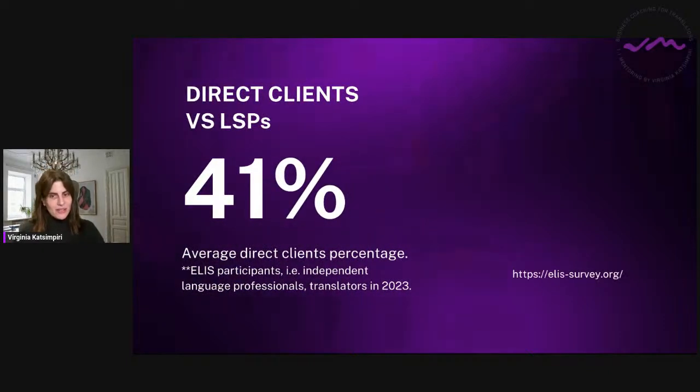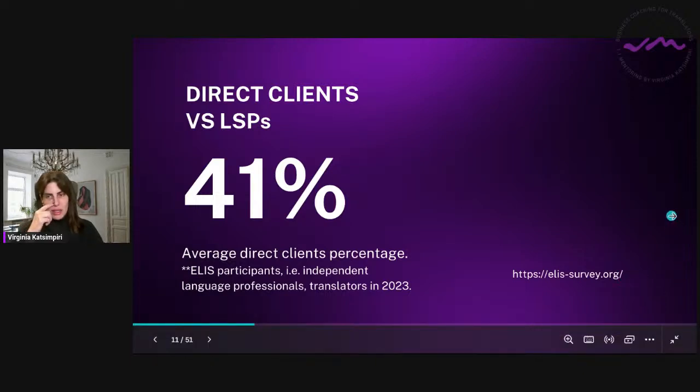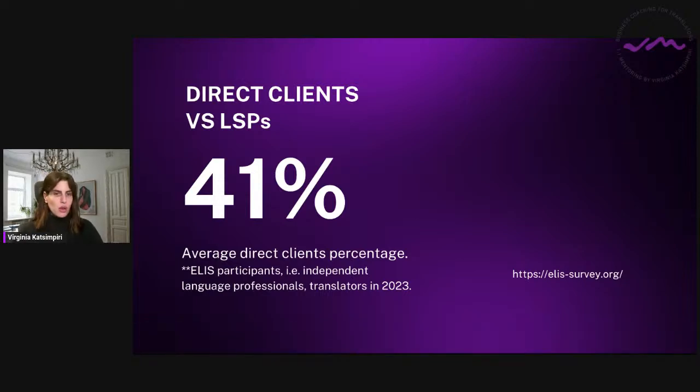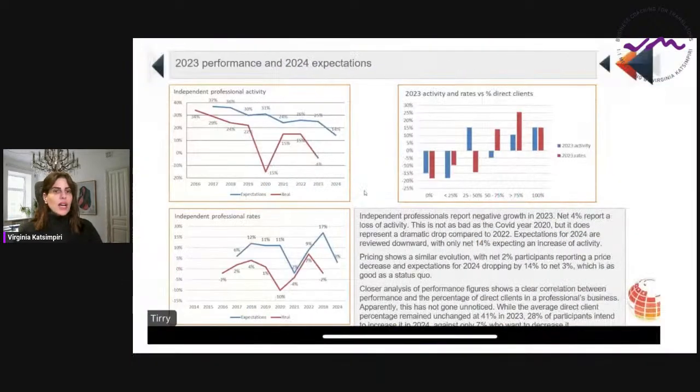And again here, direct clients versus LSPs, language service providers, as you see here, based on the same European Language Industry Survey that is published online, and you can find it through the link you see on your screen. The average direct clients percentage is 41%, which I think is quite increased. When I started translating 17 years ago, it was very, very low, almost zero. None of us had ever thought to start working with direct clients. And as you see right now, it's 41%. For the ELIS participants, which means independent language professionals and translators, in 2023 that was the average direct clients percentage. And that's impressive.